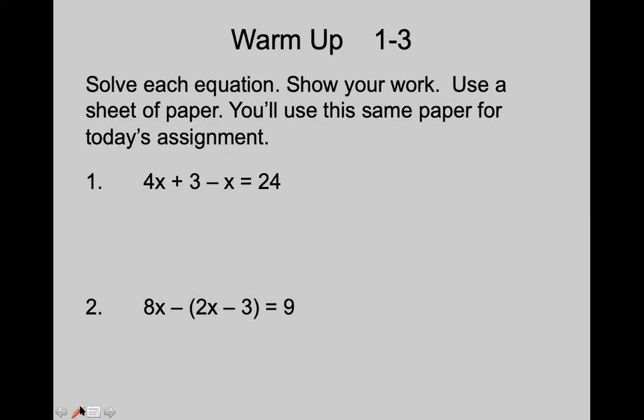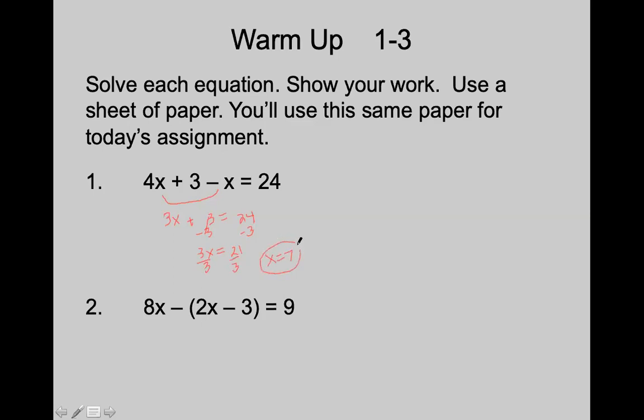Okay, welcome back. Let's go ahead and go through these. On number 1, you should have noticed that you have some like terms to combine right away. So I have 4x minus x. That leaves me with 3x. I bring down my plus 3, and it's equal to 24. Next up, you should have subtracted 3 from both sides, leaving you with 3x is equal to 21. Divide both sides by 3, and hopefully you got x equals 7 for number 1.